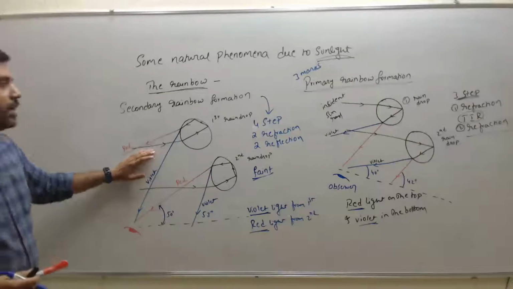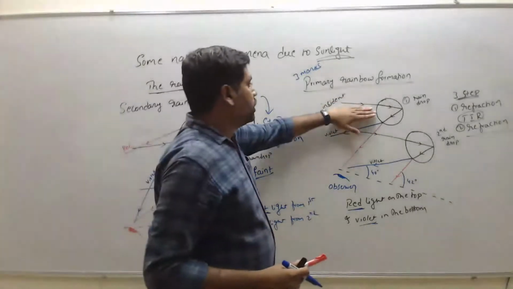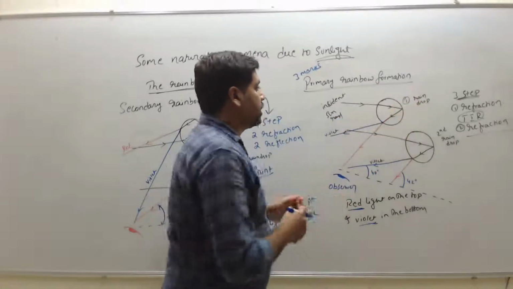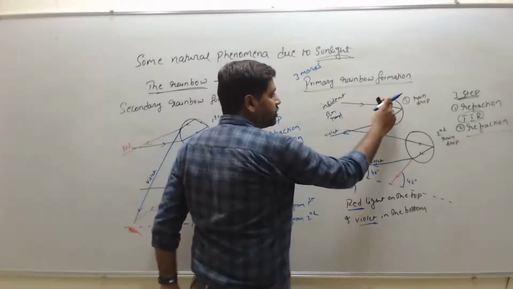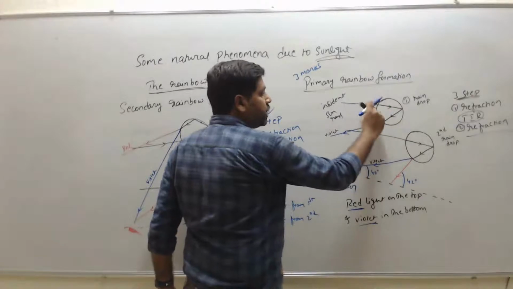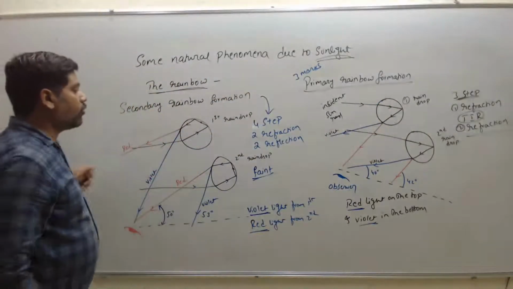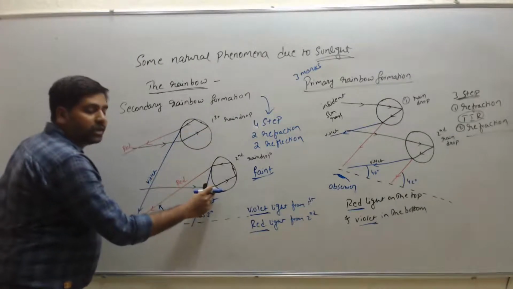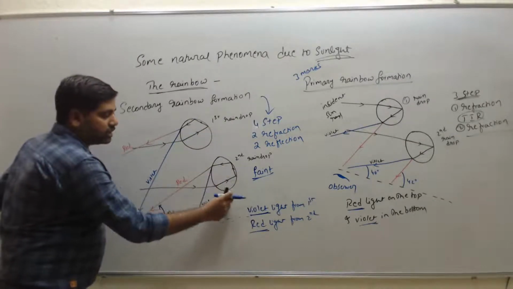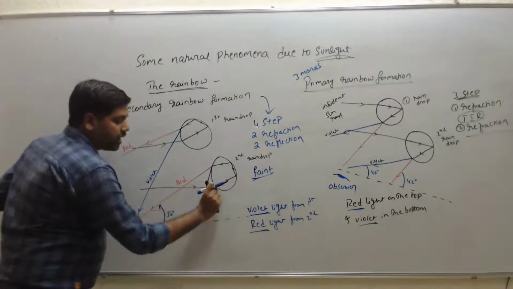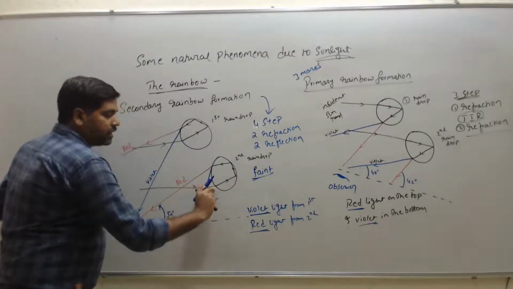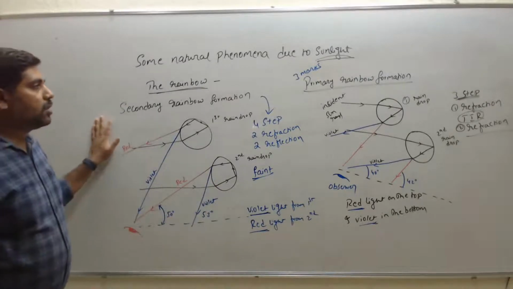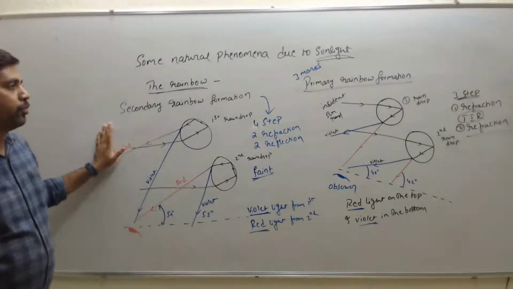If we observe here in the primary rainbow, the incident ray is at the top of the raindrop. The incident ray strikes the water surface at the top, but in the secondary rainbow formation, the incident ray strikes the surface at the bottom of the raindrop. So if we consider this one as the raindrop, here the incident ray, that is sun rays, strikes at the bottom of the surface.